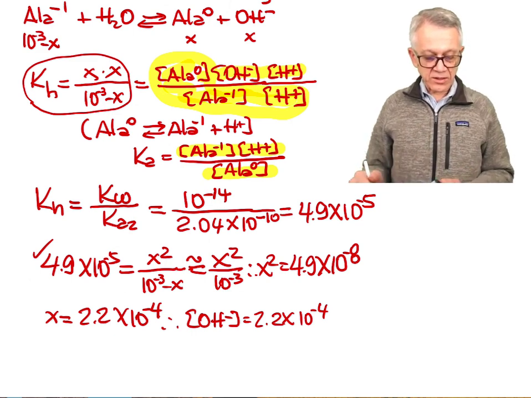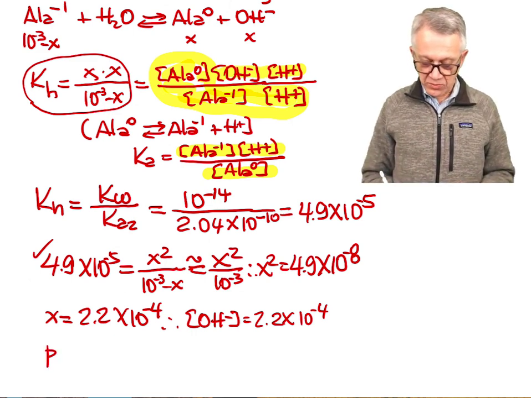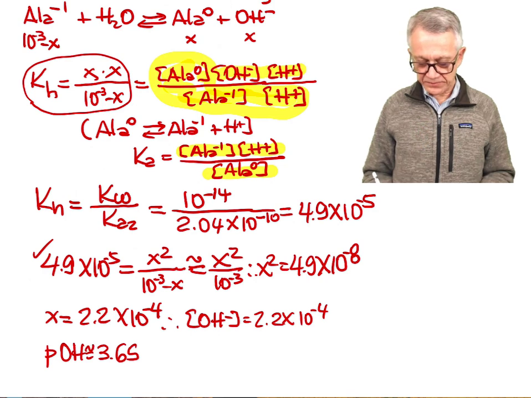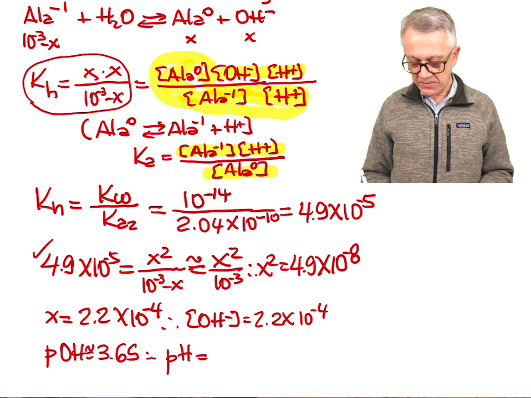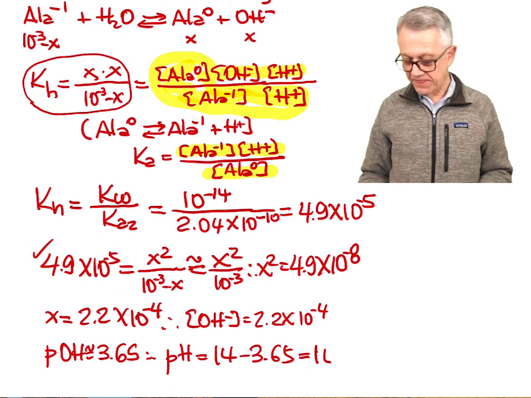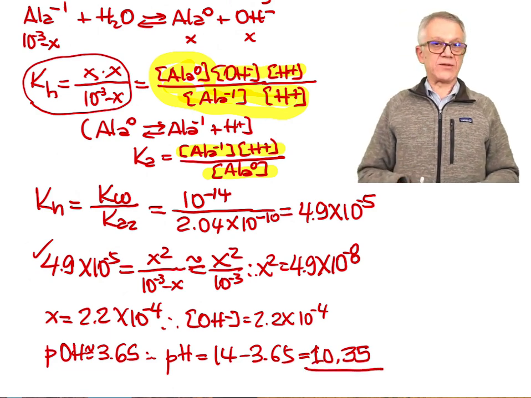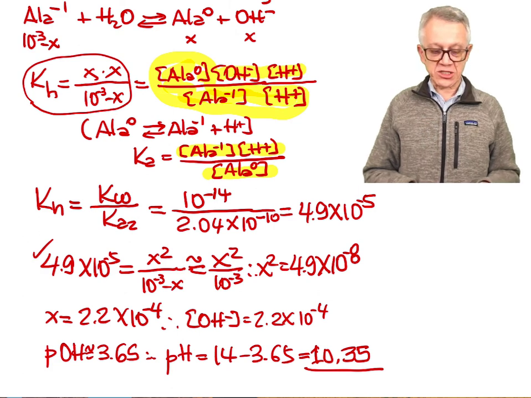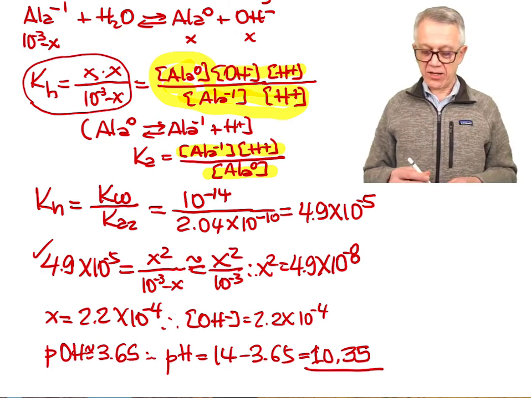Therefore, the negative log of this is going to be the pOH. It's 3.65 approximately. Thus, the pH is going to be 14 minus 3.65, which gives us 10.35. That's the solution for 45C in Siegel's biochemical calculations.